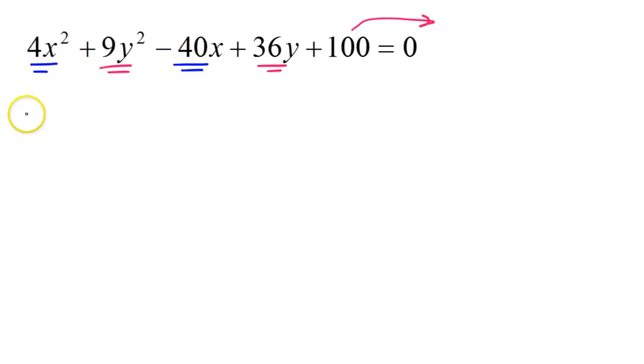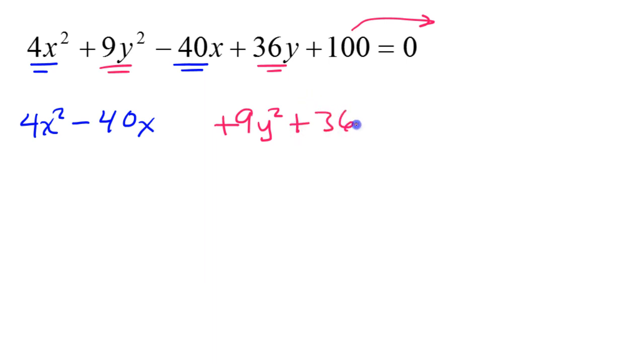So grouping these x terms together, you'll see that I have 4x squared minus 40x, and then I have plus 9y squared plus 36y, and that's going to equal -100. All right, so I grouped my x terms together and my y terms together, and I moved the extra constant out of the way.